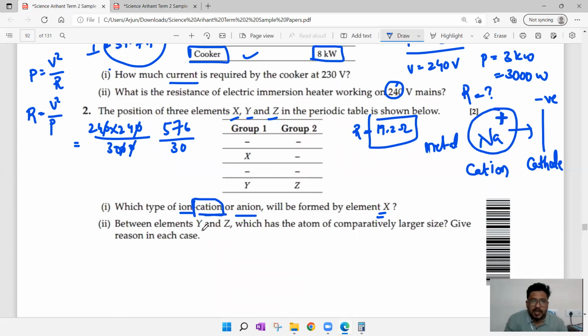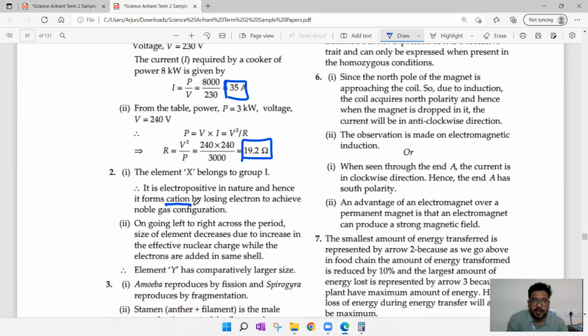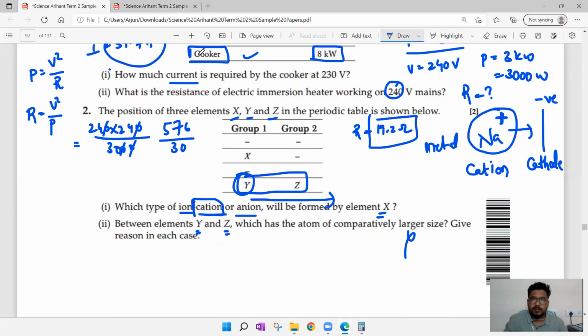Number 2, between elements Y and Z, which has the atom of comparatively larger size? We have studied trends in the modern periodic table, where if you are moving from left to right, the atomic size or atomic radius will decrease because of attraction. So which atom has comparatively larger size? Y will be larger. Answer Y. So the answer is, it forms a cation, and element Y has comparatively larger size. Like that, we need to write the answer.